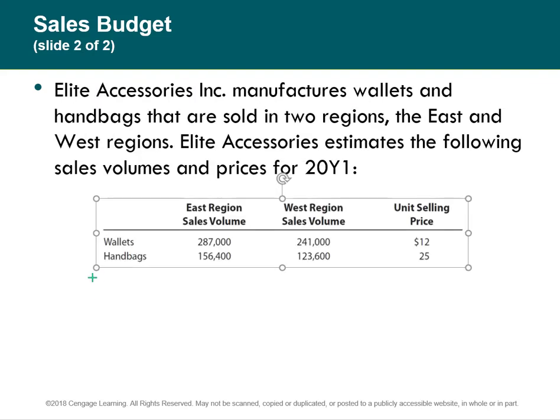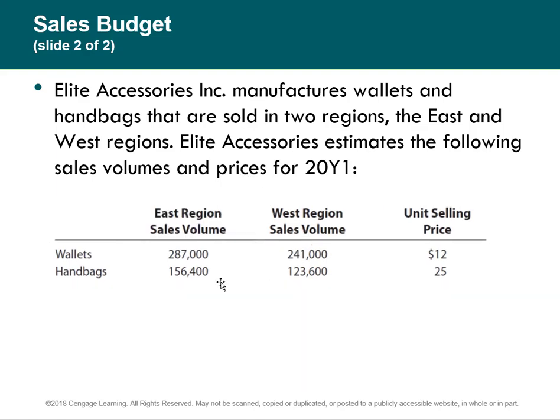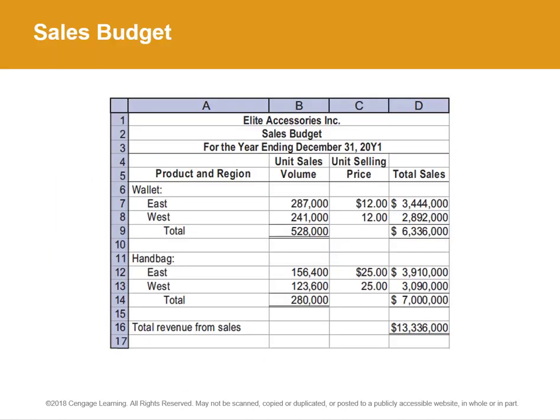We've got wallets and handbags, in two different regions, East region and West region. This is our expected volume, and there's our unit selling price. So this would be the projected sales. All right, so I don't know, they made this an awful big deal. You could have just added up. Oh no. Oh, they did.